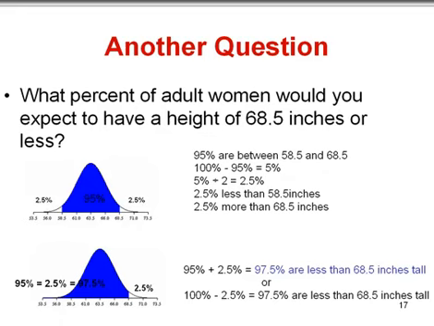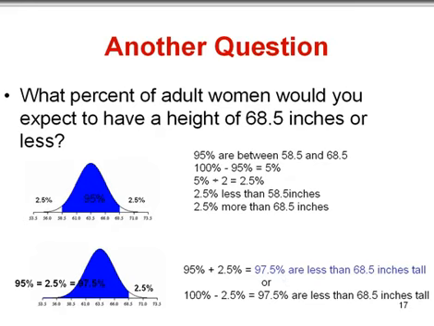So next we draw a graph to represent the question. The question is, what percent are shorter than 68.5 inches? So we shade below 68.5. And we see that this includes all of the women in the middle together with all of the women in this lower tail. Hence, the percent of women that are 68.5 inches or less are the 95% in the middle, together with the 2.5% in the lower tail, or a total of 97.5%.